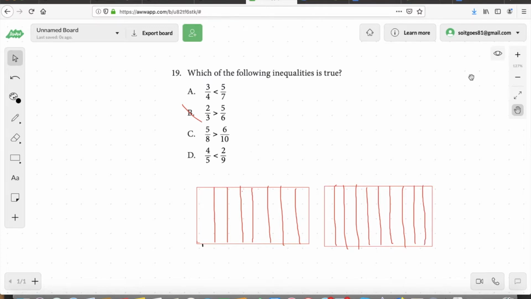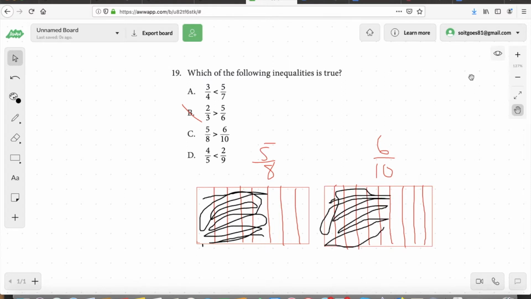All right, so let's shade in 5 of the 8. Go ahead and do that for me, please. And then shade in 6 of the 10 for me. That's close too, isn't it?